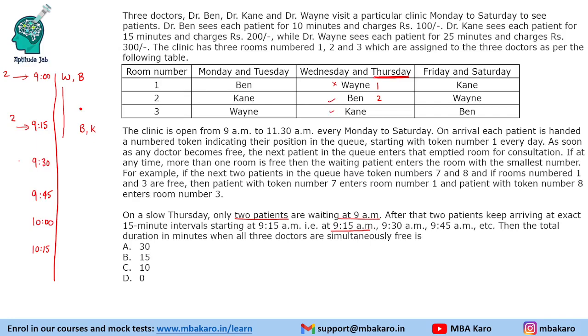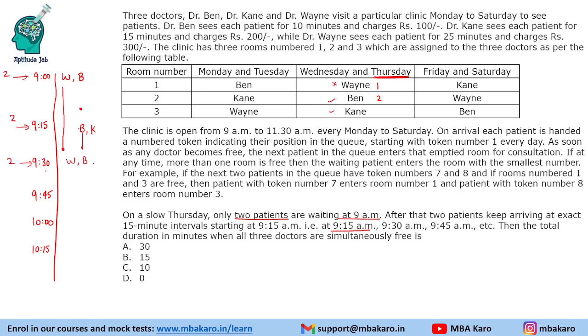Now two patients will enter at 9:30. Wayne is free by 9:25, so the next two patients that enter first will go to Wayne. Wayne is again free, so the next patient goes to Ben. The patient will not go to Kane, although Kane will be free by this time, because the first two will be taken.